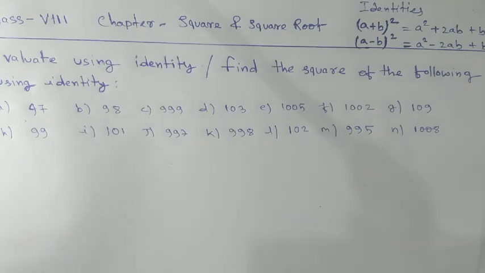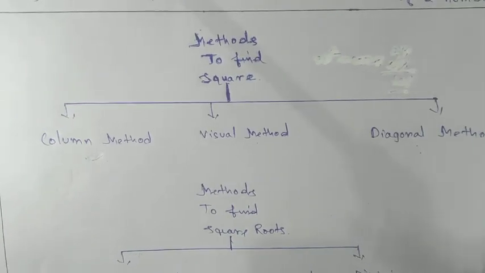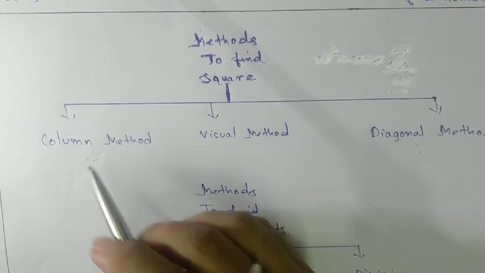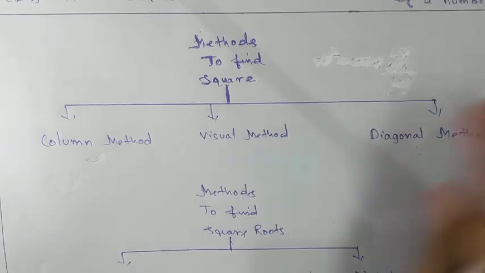Namaste students. Today we are going to learn how to find the square of a number using identity. In the last three classes we have seen how to find the square using three methods, that is the column method, visual method and diagonal method. And the column method and visual method both depend on identity.